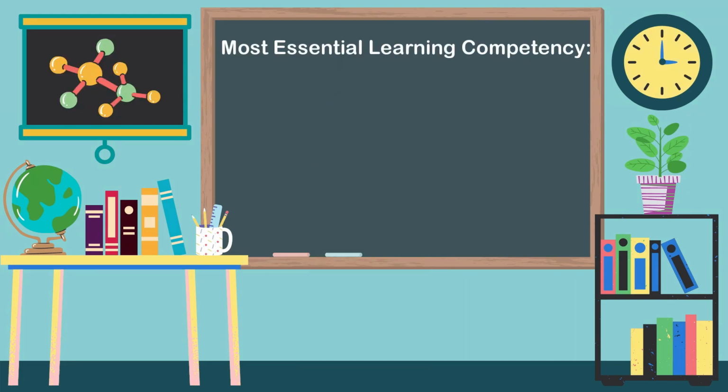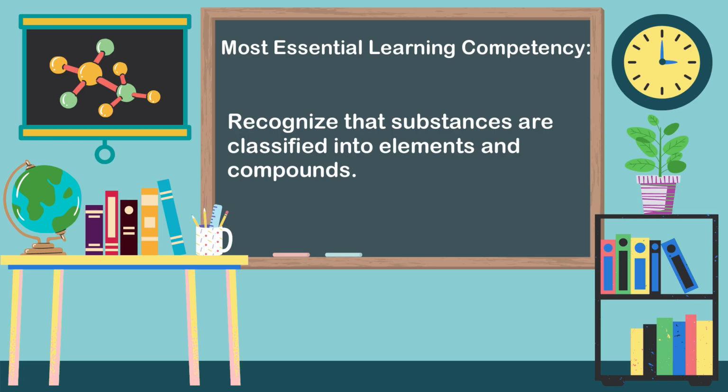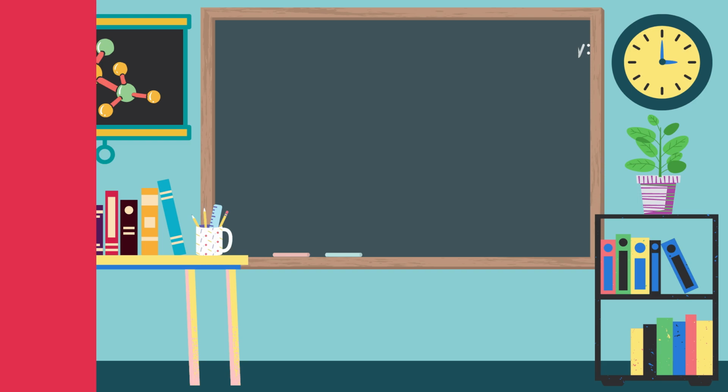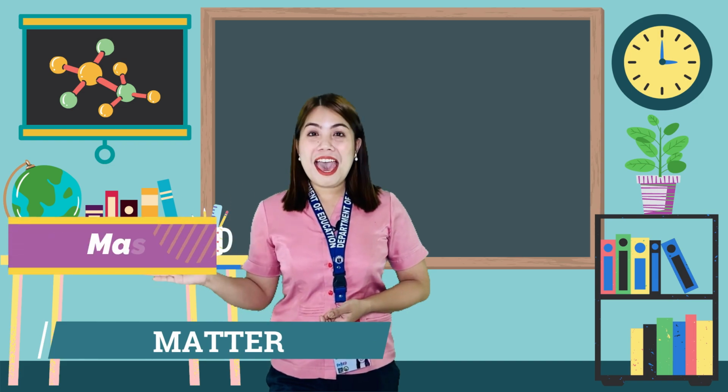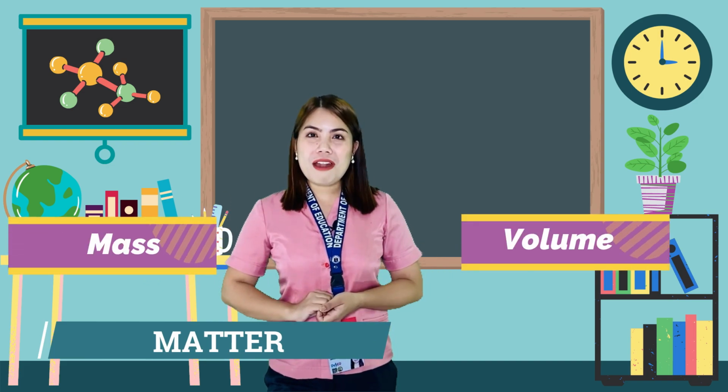In this module, the most essential learning competency is to recognize that substances are classified into elements and compounds. In your previous science lesson, you learned that matter is anything that has mass and volume. If you look around, everything you see is matter. The books, tables, chairs are examples of matter. Can you think of other examples of matter that you can see around you?